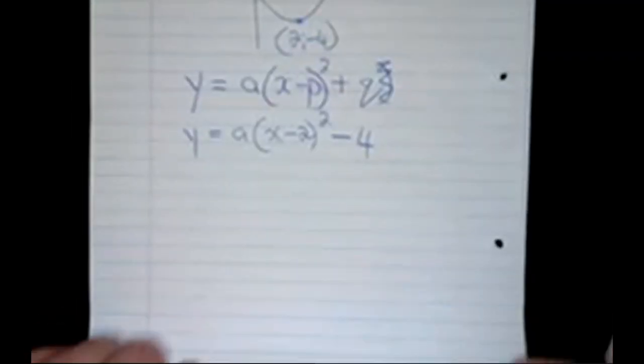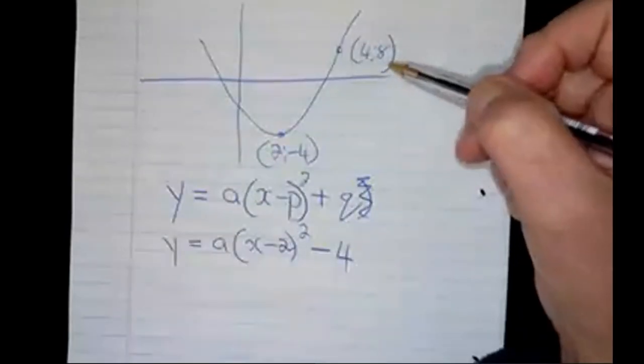Okay, so it's very similar to the one where the roots are given. When the roots are given, we put in the roots first, and then we must get the a value. Now the turning point is given, so we put in the turning point first, and now we must get the a value. Same as the other one. The only way to get the a value is to use a point on the graph which we have not used before. And of course it's 4 and 8. We have not used 4 and 8 before. So put the 4 where it belongs, put the 8 where it belongs, do it please.